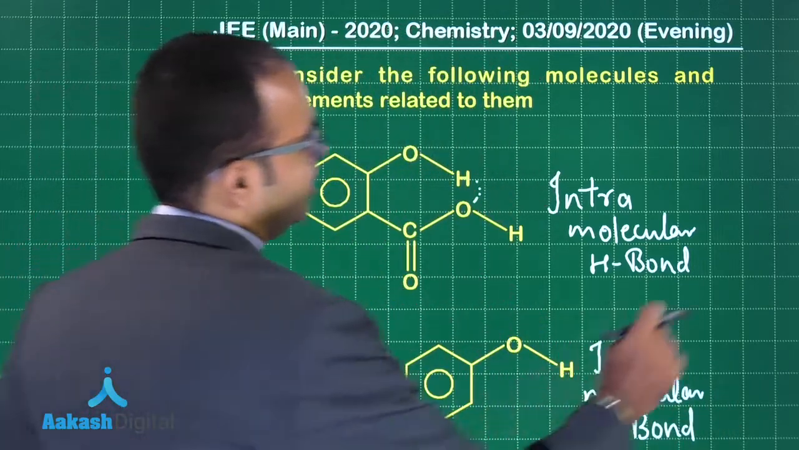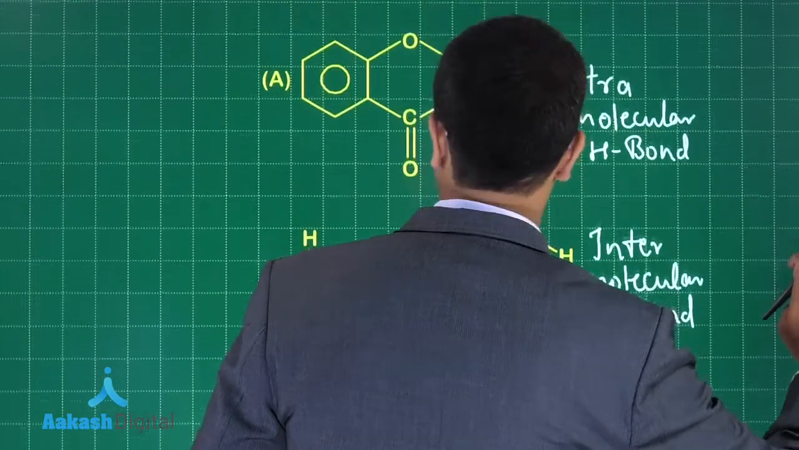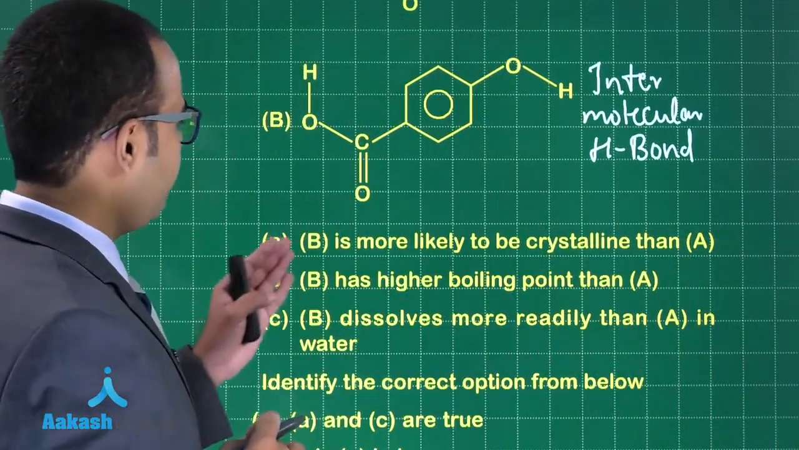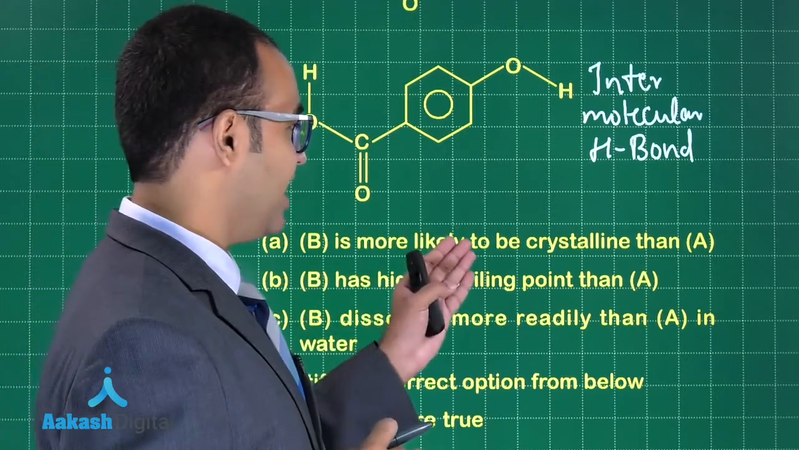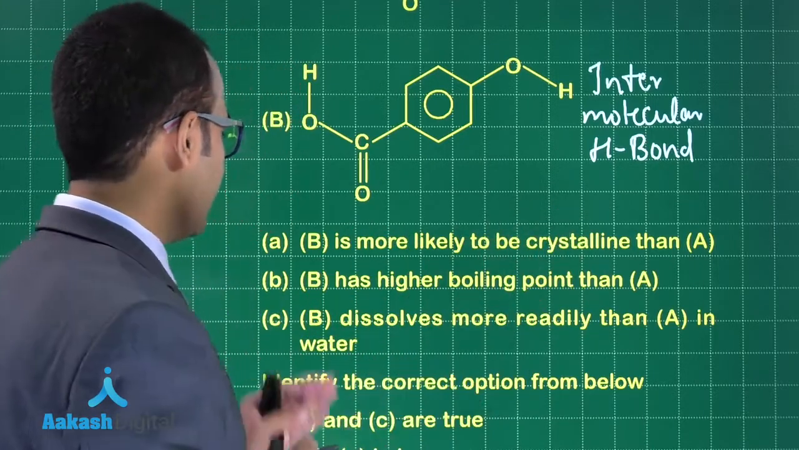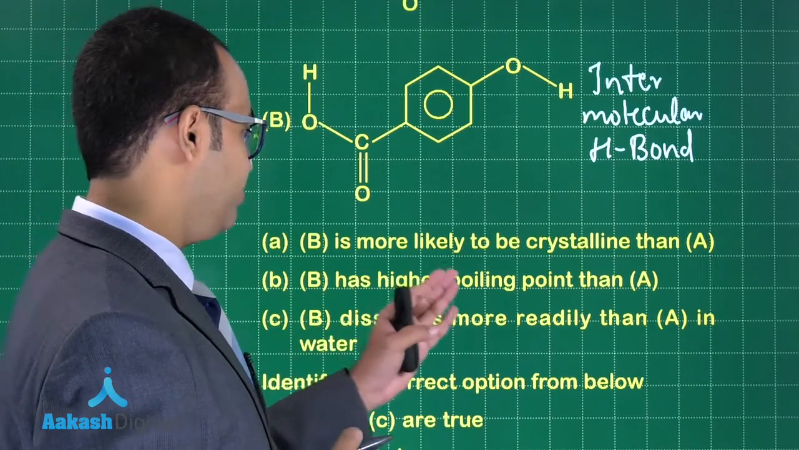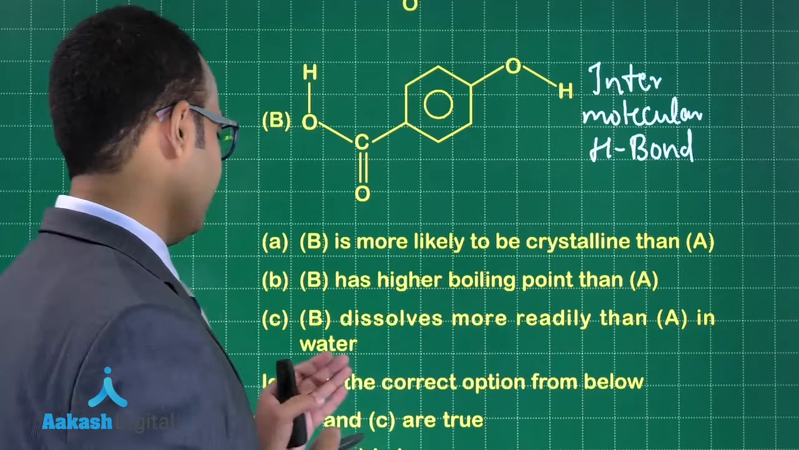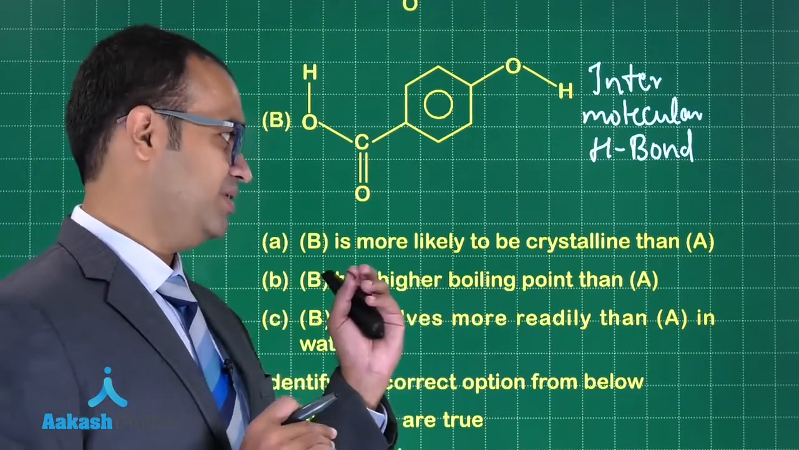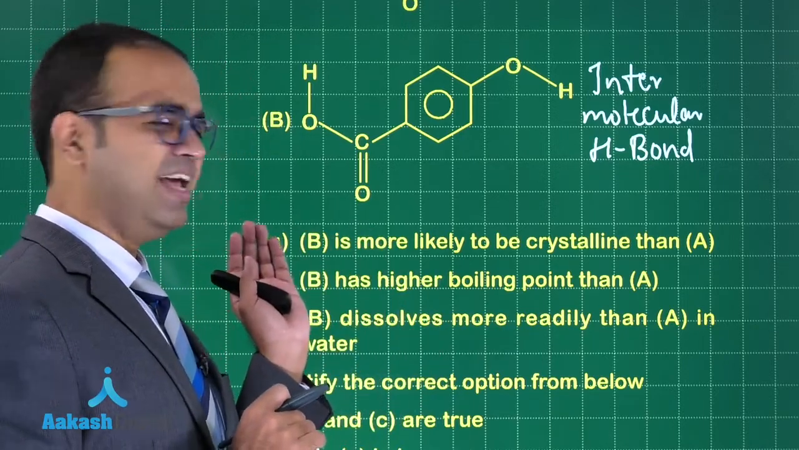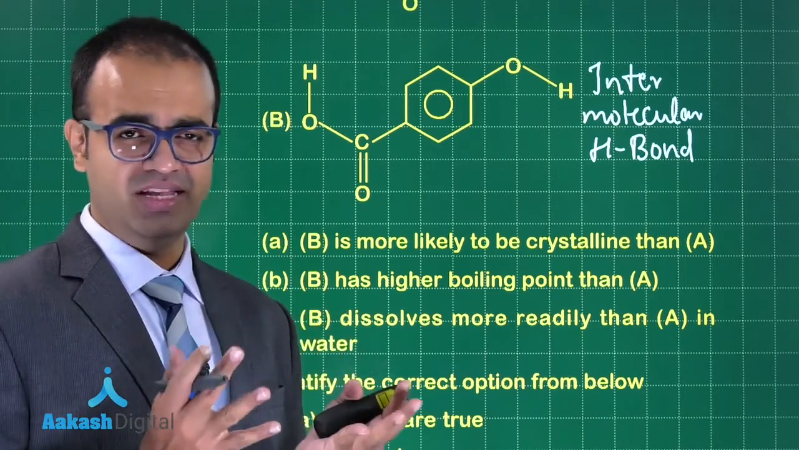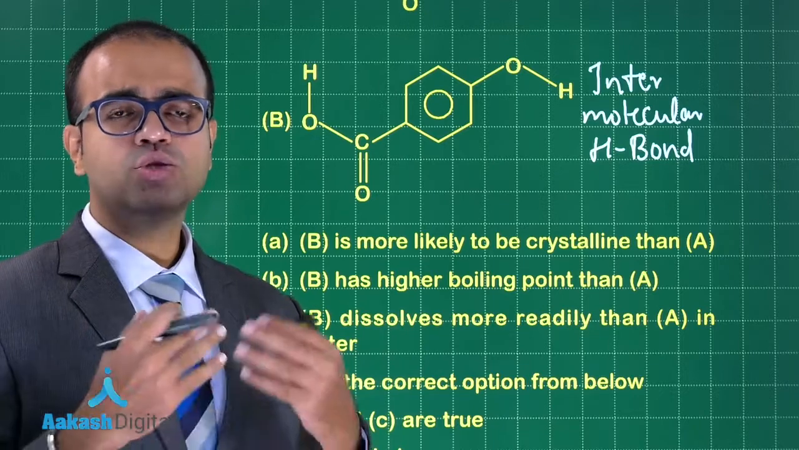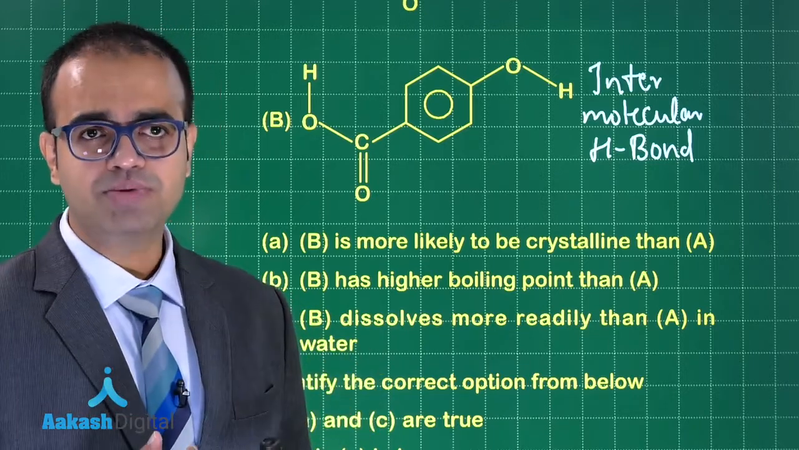Okay, let us look at these statements, guys. B is more likely to be crystalline than A. B has higher boiling point than A. B dissolves more readily than A in water. If you look at all these statements, option A looks a little dicey. We don't know about the crystalline nature and all. So we can just solve it on the basis of the other two options as well, guys.